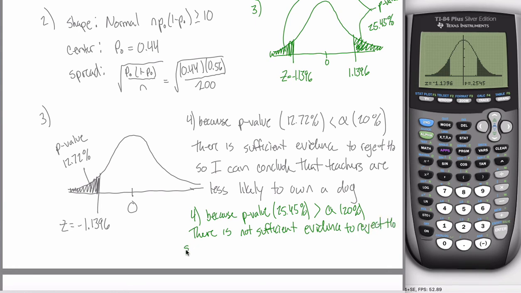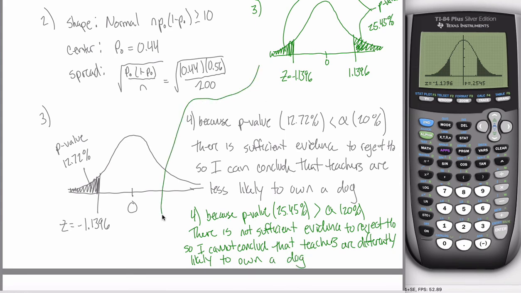So I cannot conclude whatever your claim was. In this case, it was that teachers are differently likely, as weird as that sounds, to own a dog. A couple of points that I want to make here is that, whoa, that's a whole different conclusion than we came up with before. Same data.